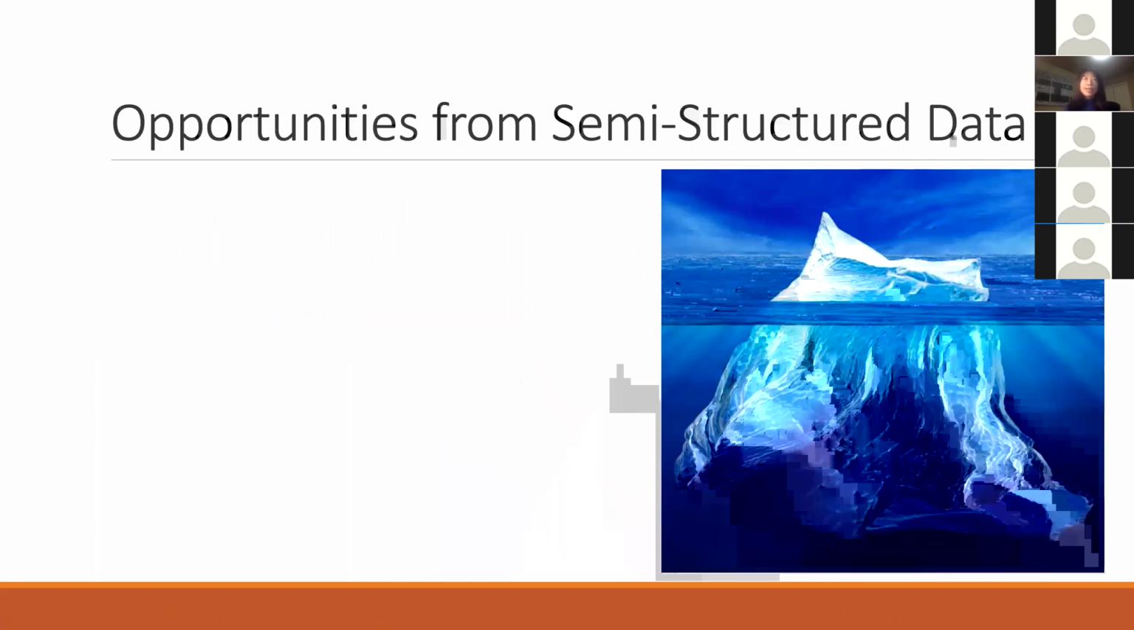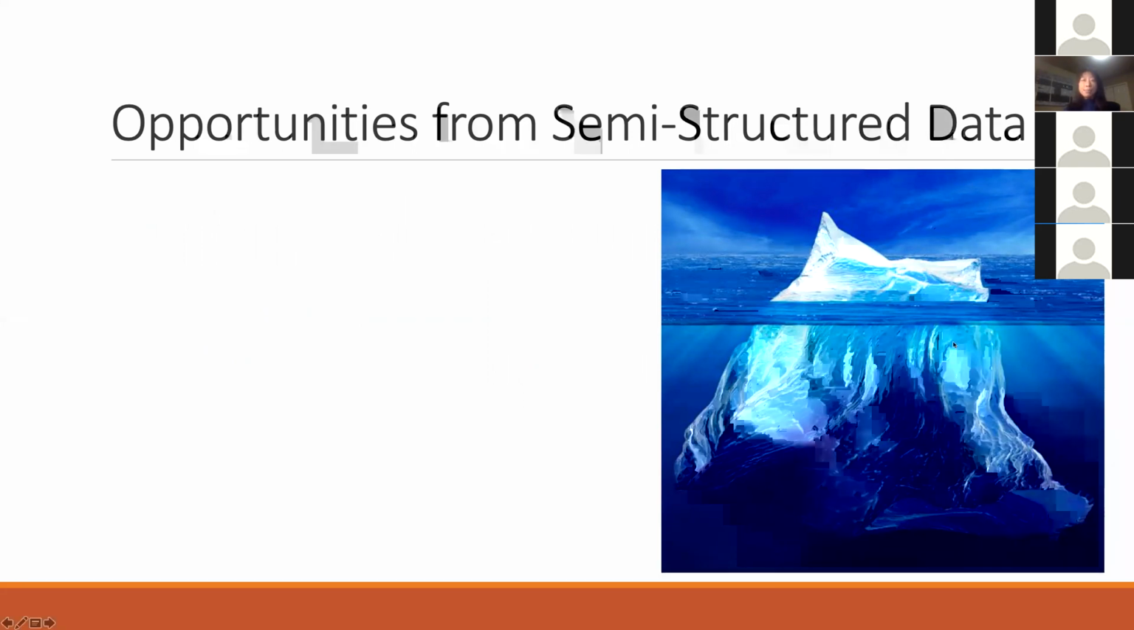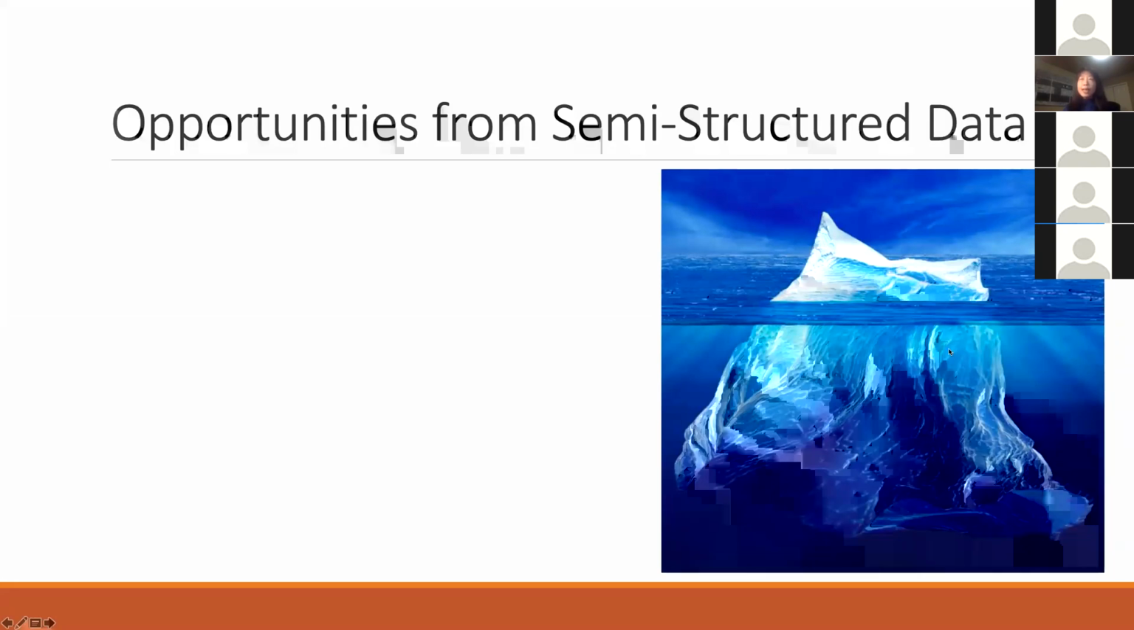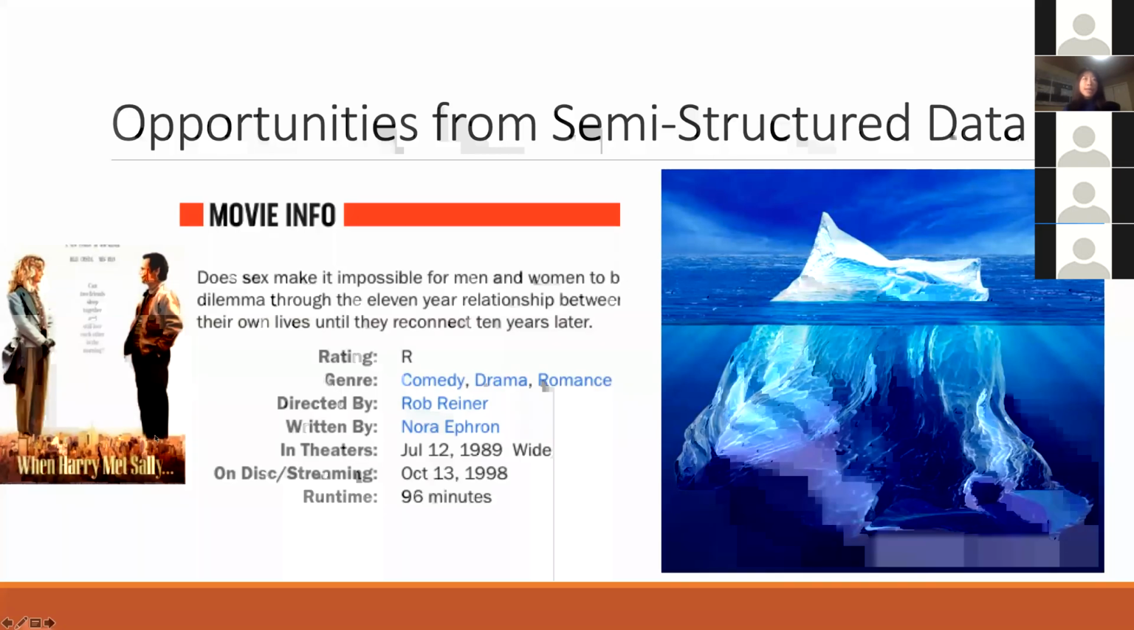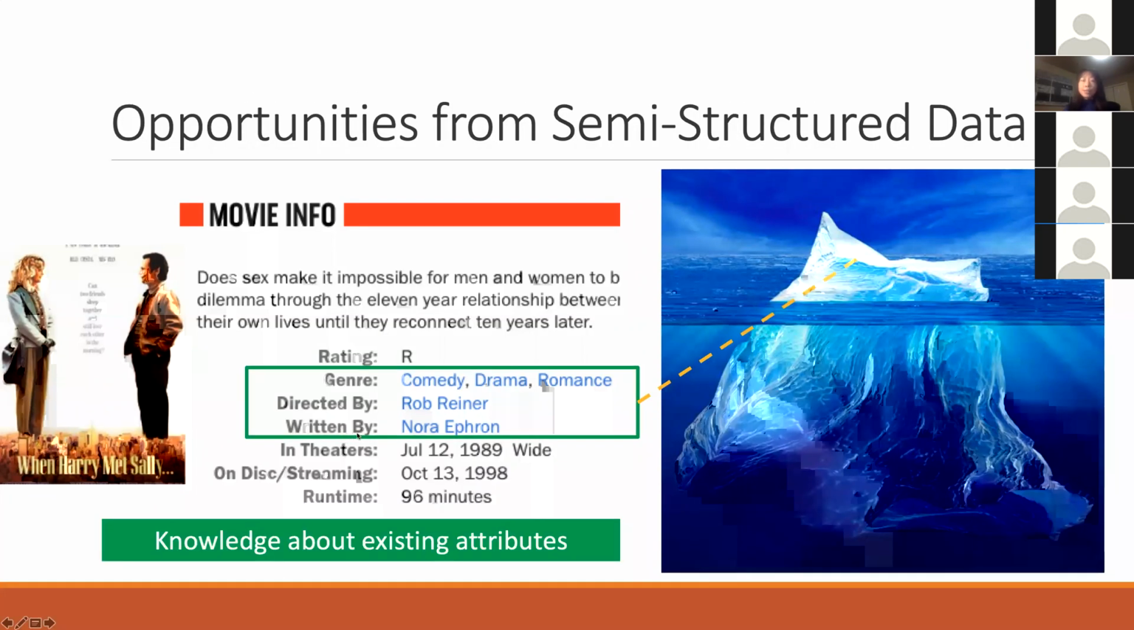Okay, so let's see what are the opportunities from the semi-structured data. And here I want to use the largest iceberg in the world as a metaphor. If we look at a web page about this movie, When Harry Met Sally, from Rotten Tomatoes, we can see a lot of information for those attributes that we are familiar with, such as genre, directed by, written by, and these are the attributes already modeled in the Freebase ontology.